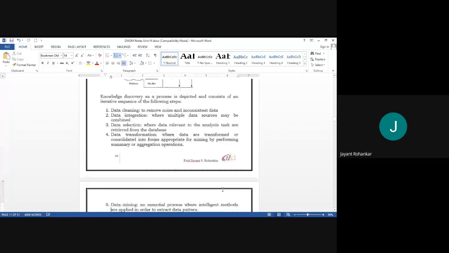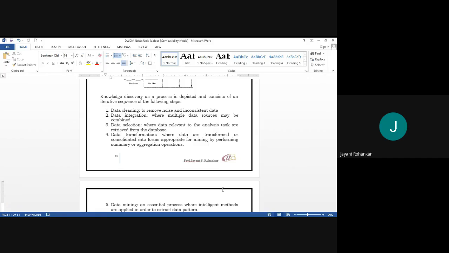See, knowledge discovery as a process is depicted and consists of an iterative sequence of following steps. First step in knowledge discovery process is data cleaning, to remove noise and inconsistent data from the database. See, when we are collecting the raw database, that raw database is not pure data. It is not pure data because so many noise and inconsistency are there. What is meant by noise and inconsistency, that we have seen in the basics of introduction of data warehouse.